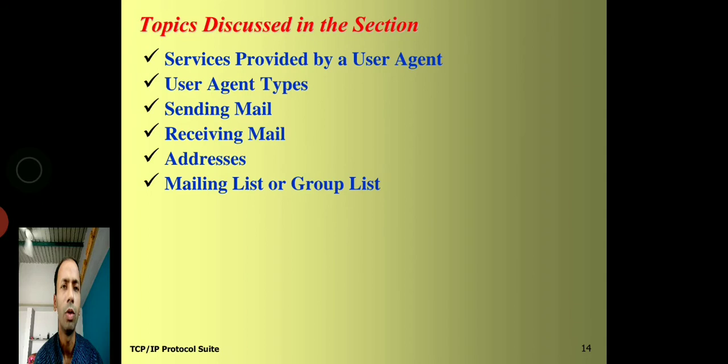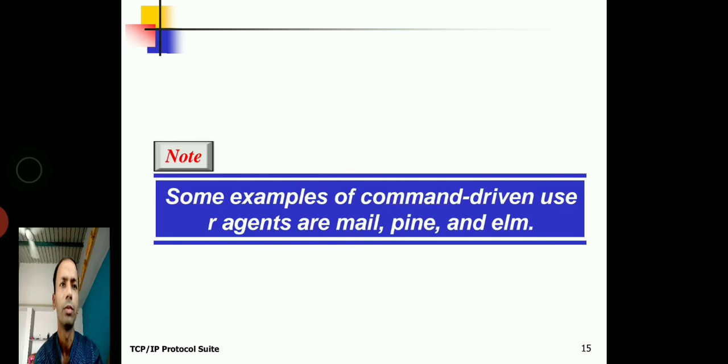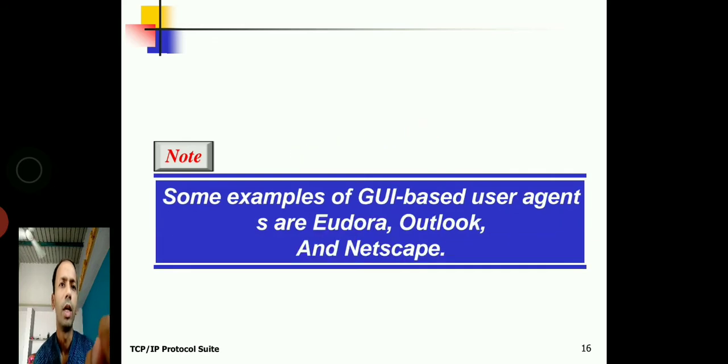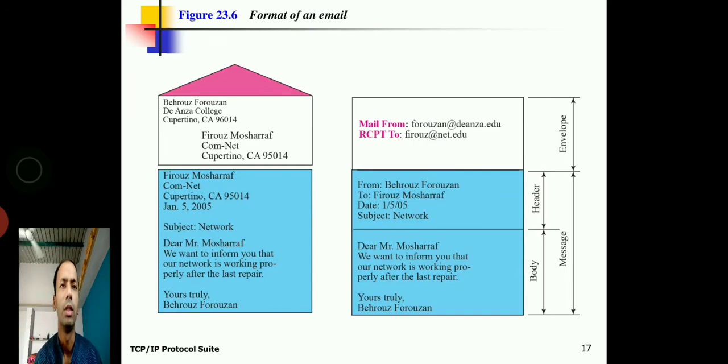Now next one is what? Sending and receiving the mail. Now let us see, these are some examples of command driven user agents like mail, pine, ELM, and GUI based user agents, as I told you, Gmail and Outlook, and two more, that is Eudora and the Netscape. These are the different examples of the email user agents.